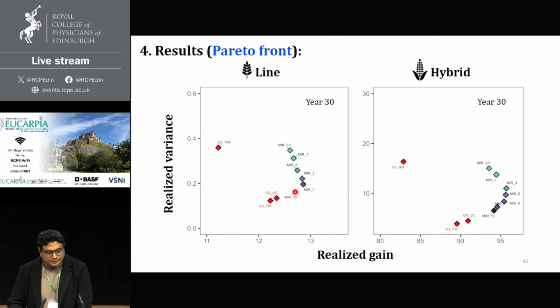We have done the same for hybrid breeding, and you can see that the optimal solution is around 2 or 3% here, or you could argue that it's 0.5 if you really care about variance.